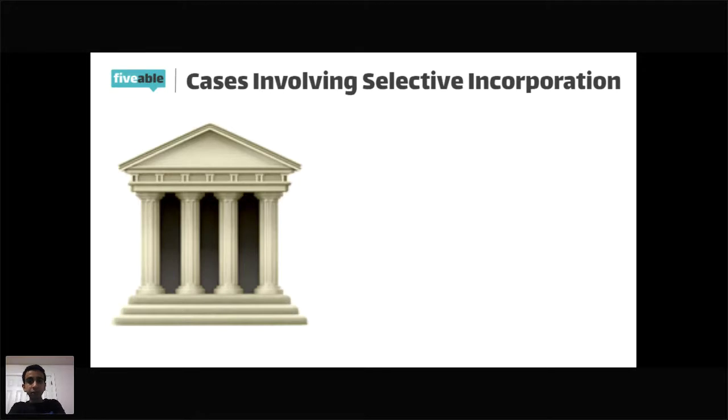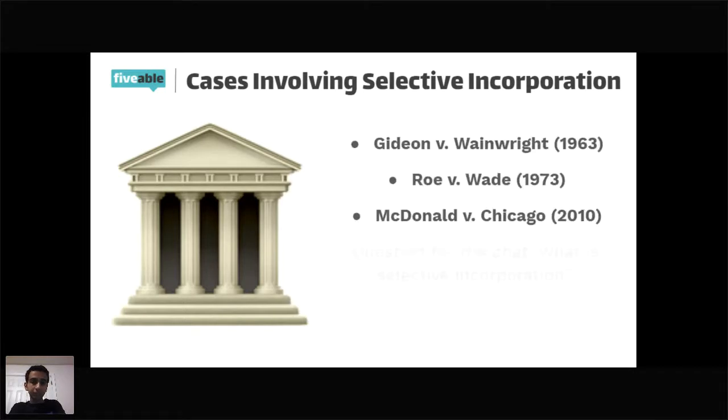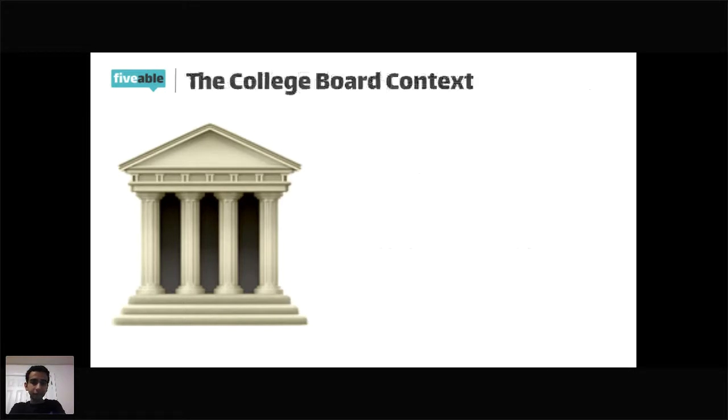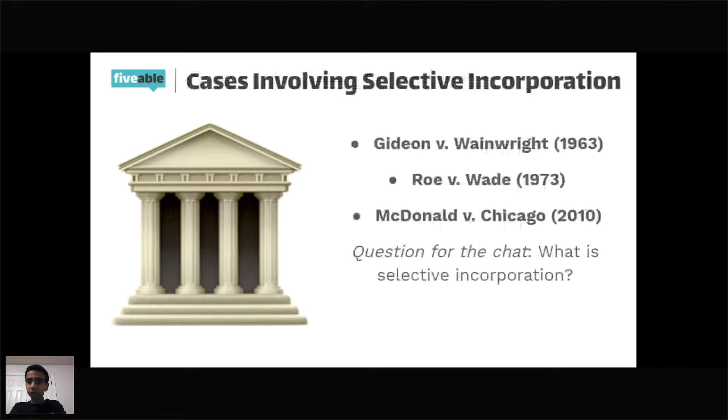Okay, so let's move into selective incorporation. Does anyone right off the bat know what selective incorporation is? Or an idea of selective incorporation? I did see that most of you are taking it year long, so maybe you haven't gotten to it yet. That's a possibility.